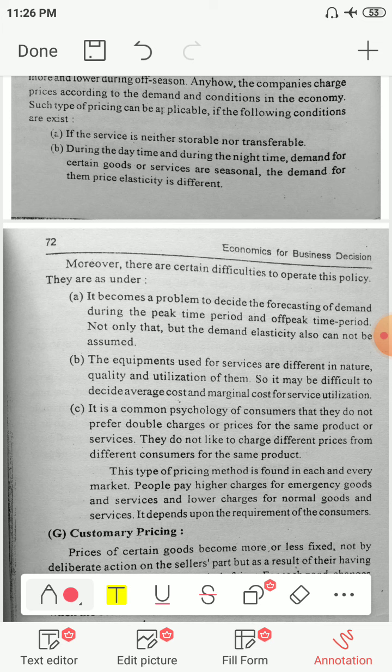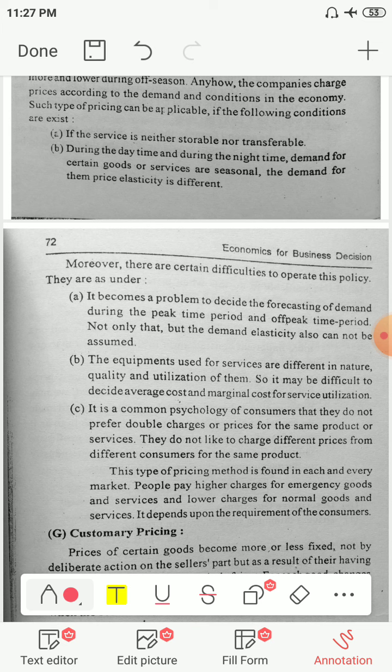During the daytime and during the nighttime, demand for certain goods and services is seasonal. The demand and the price elasticity are different. It means that in the daytime demand is different, and at nighttime demand is different. Simply, we can say that in the peak period demand is different than in the off-peak period, and in both seasons elasticities are different. Moreover, there are certain difficulties in operating this policy.